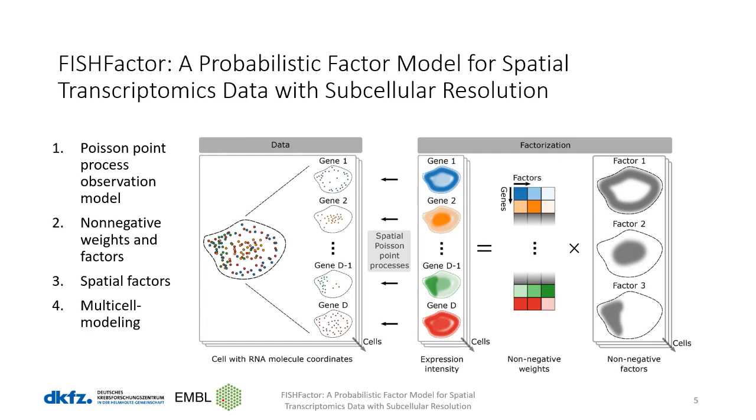Finally, FISHFactor allows us to model multiple cells jointly by inferring a single weight matrix that is shared between cells, but using independent factors for different cells. This way, it is guaranteed that factors have the same interpretation across cells, and that it is possible to dissect cell-cell heterogeneity by considering variation in factor activity across cells. FISHFactor is implemented using stochastic variational inference and sparse variational Gaussian processes with the probabilistic programming language Pyro and the Gaussian process package GPyTorch.